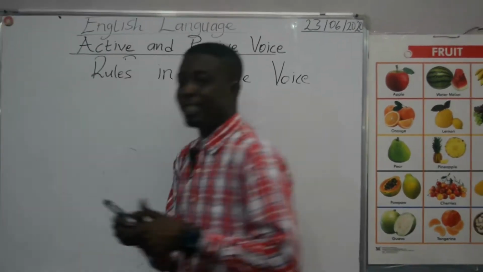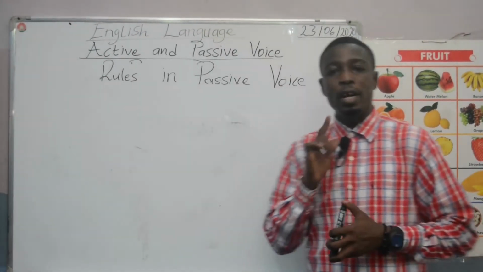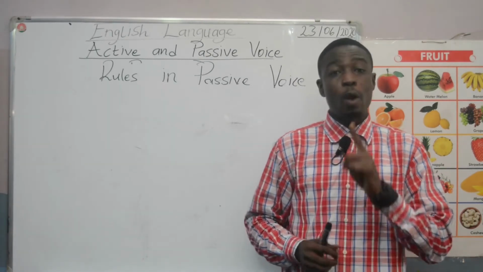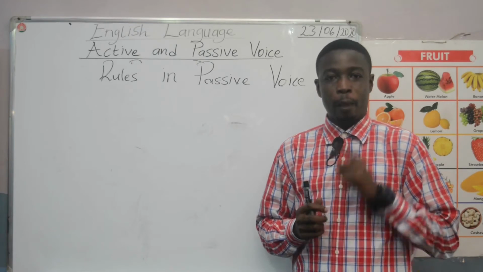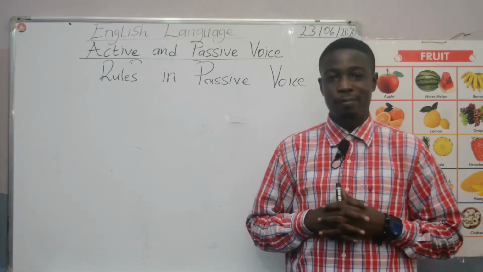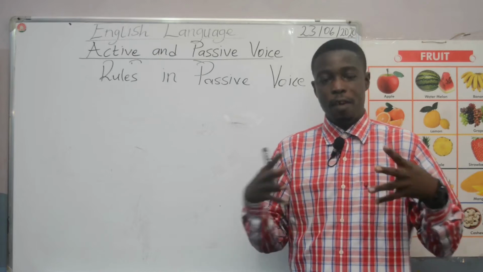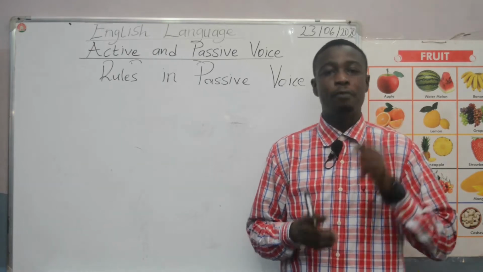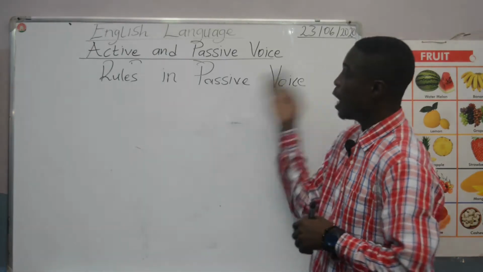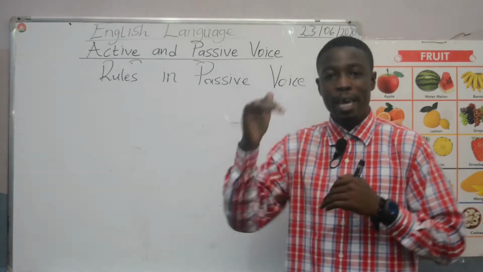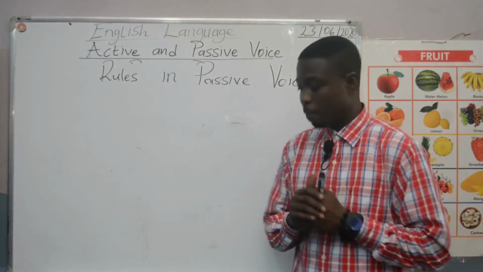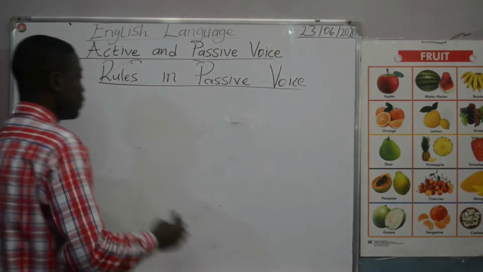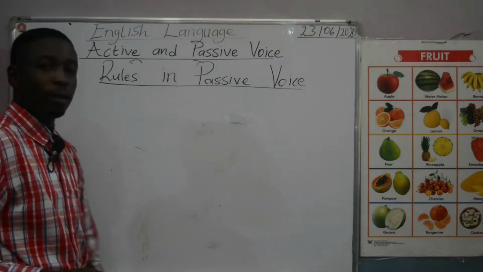All right. Take note of these rules when you are changing an active voice to a passive voice. But one thing you should also not forget is verb tenses. We've already treated that. If you have forgotten any of them, then I'll urge you to go back and refer to your notes. Because in active and passive voices, we base on verb tenses. So the first rule in passive voice. Rule number one.